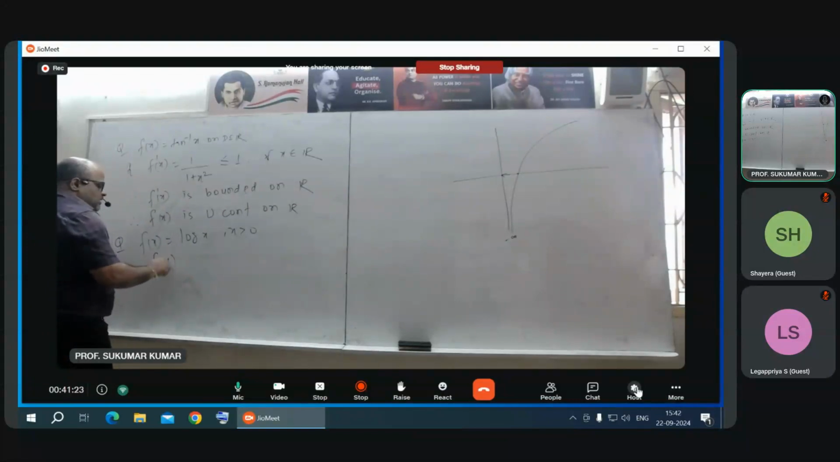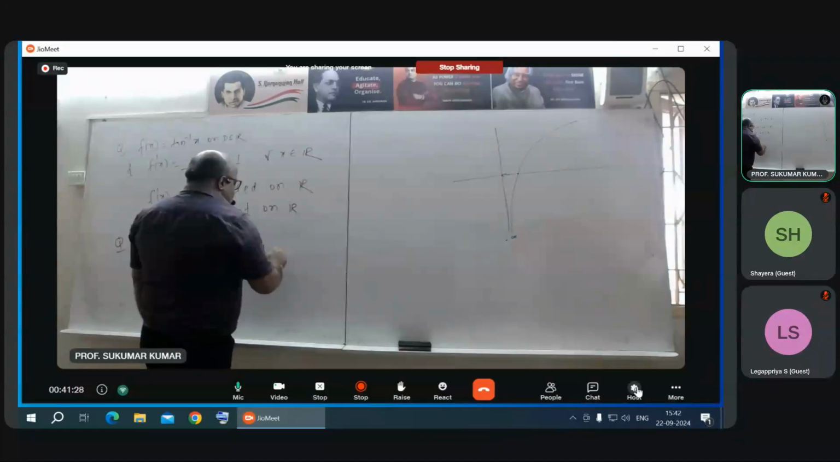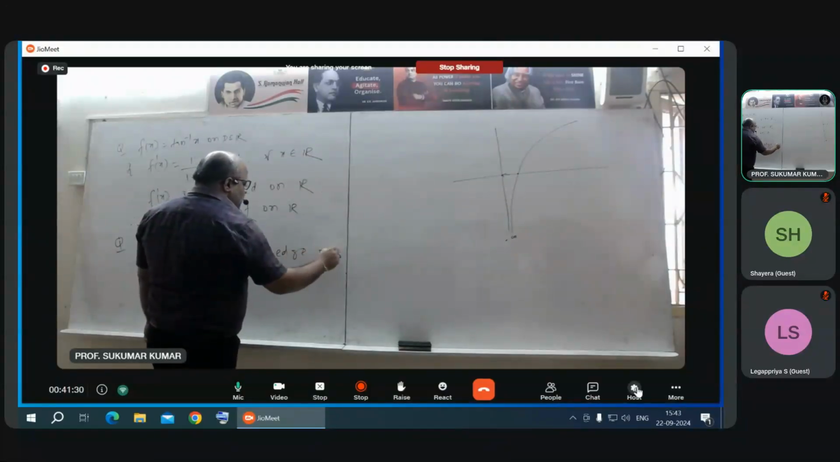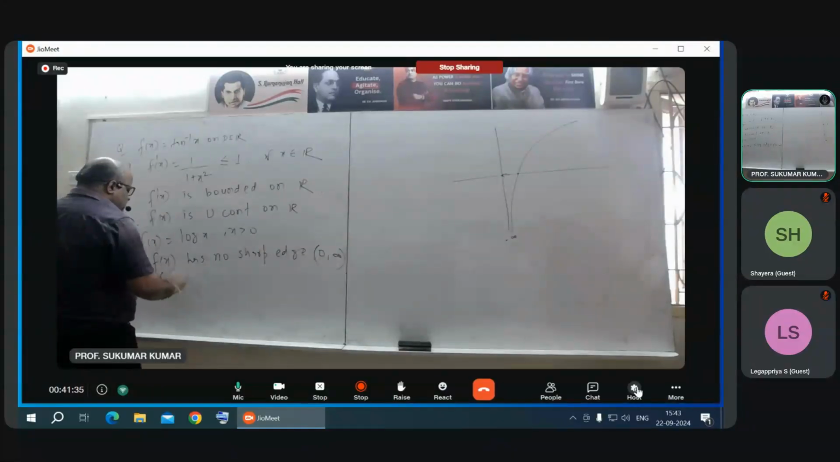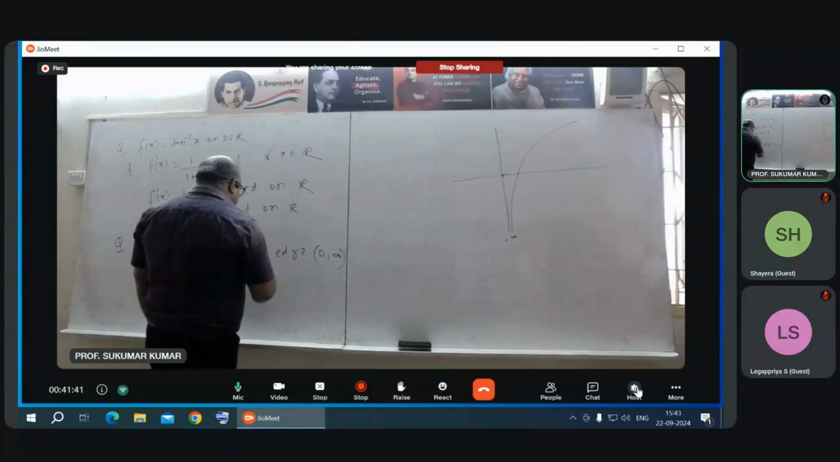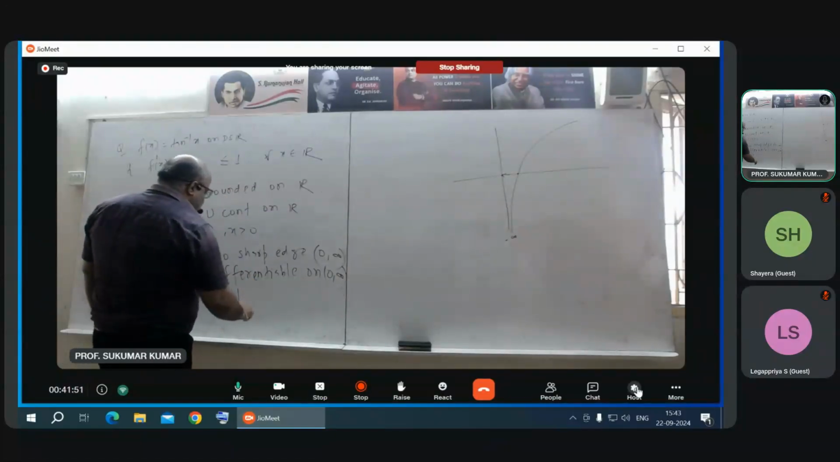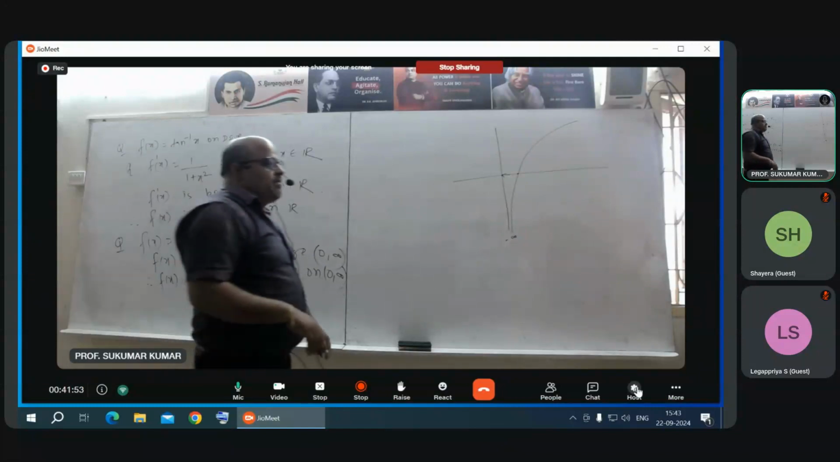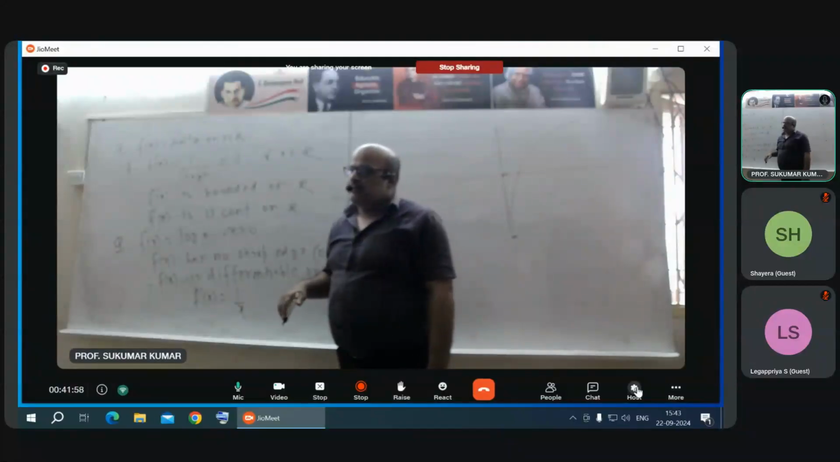So the function has no sharp edge anywhere. Here the general interval will be 0 to infinite, not R. 0 open. We can write the function is differentiable on 0 to infinite. But the derivative function, what will come? 1 by x. Derivative function is bounded where? 0 comma infinite.